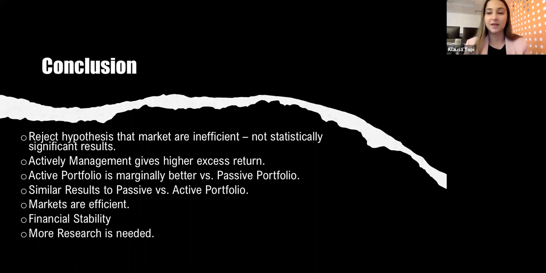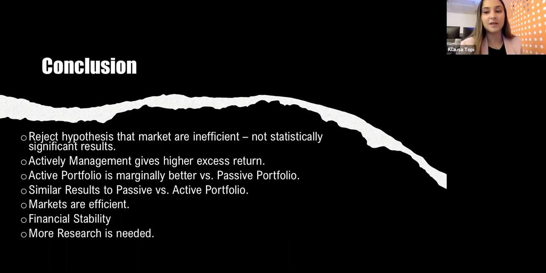There's no significant benefit to tell us that active investing is better, because to be better, there should be a significantly high amount of net return in order to tell us that this is a superior investment. And I conclude the markets are efficient.